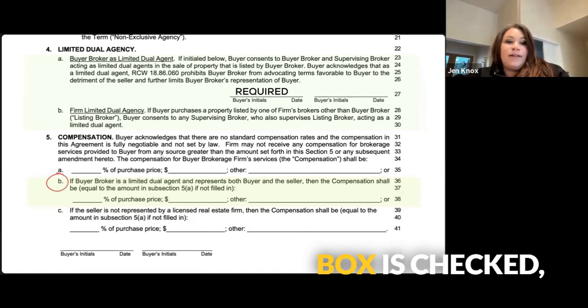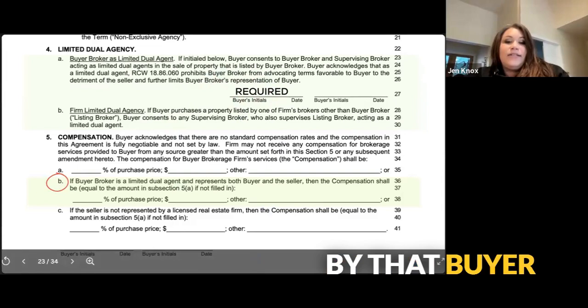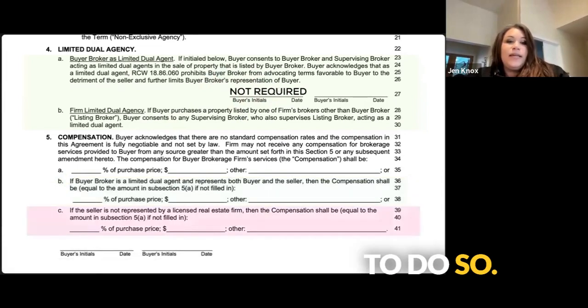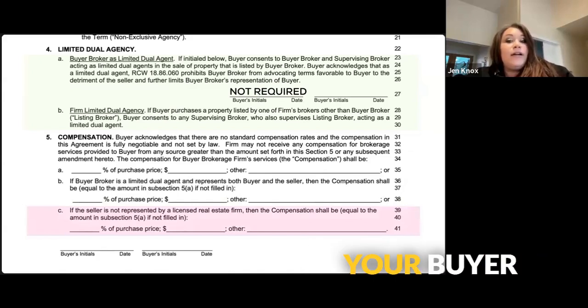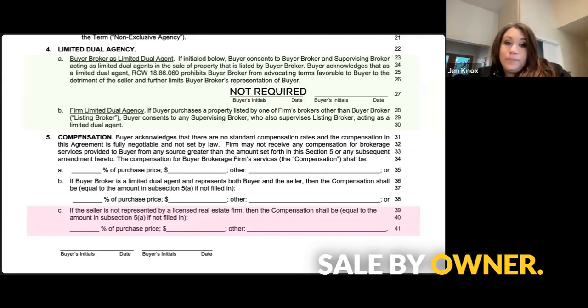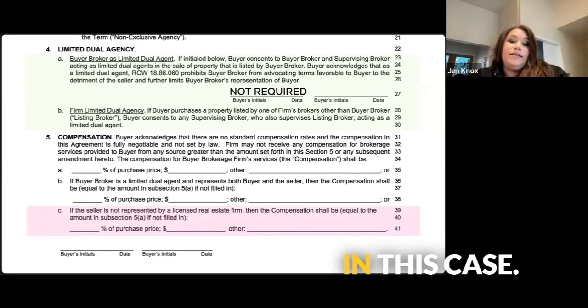Again, if this box is checked, you need to have the initials by that buyer consenting to do so. Initials are not required for the third option, which is basically like your buyer finding a for sale by owner. But the consent for dual agency is not required because you are not a dual agent. You are only representing the buyer in this case.